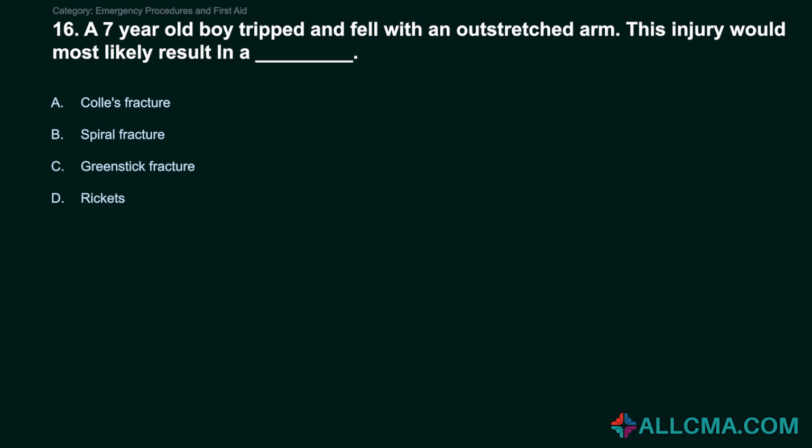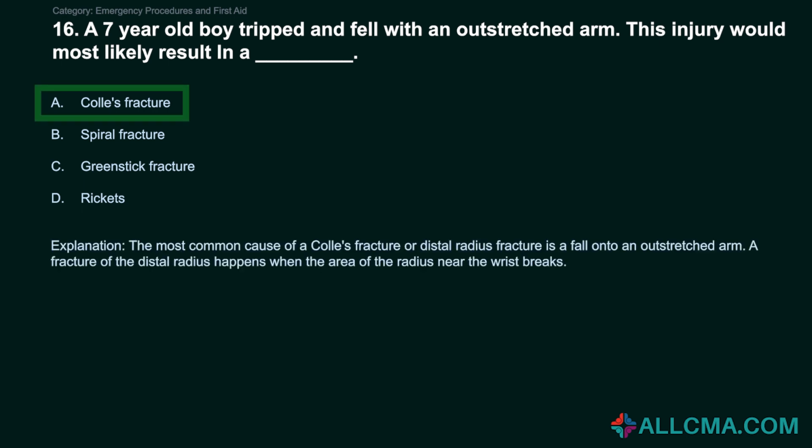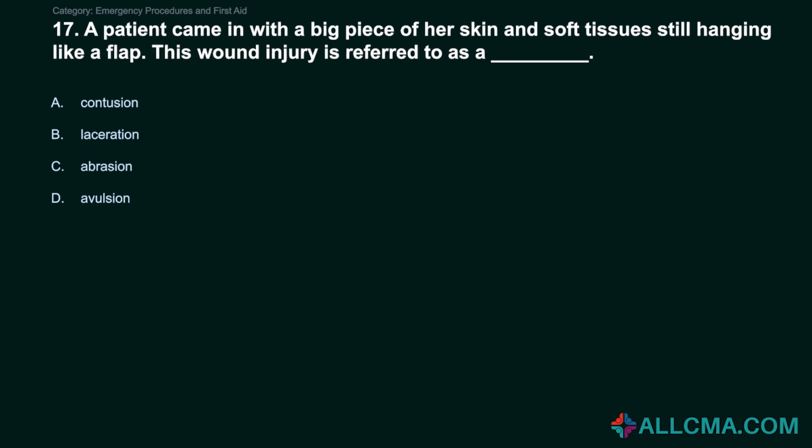This injury would most likely result in: A. Colles fracture. B. Spiral fracture. C. Greenstick fracture. D. Rickets. Correct answer: A. Colles fracture. The most common cause of a Colles fracture or distal radius fracture is a fall onto an outstretched arm. A fracture of the distal radius happens when the area of the radius near the wrist breaks.